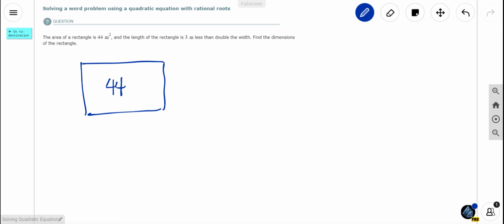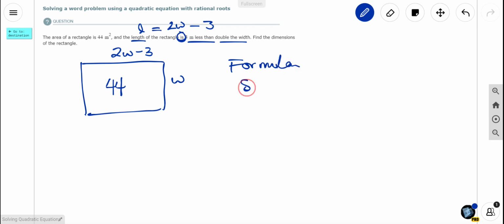And the length of the rectangle is 3 less than double the width, 2W. Okay? It's easiest if you just translate as you go. And usually W is just W. Okay, so what did they give you? Area. So remember, I tell you always formula, substitution, resolution. Okay, so write your formula first.